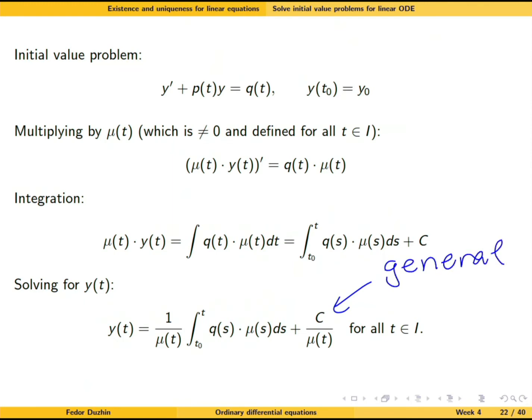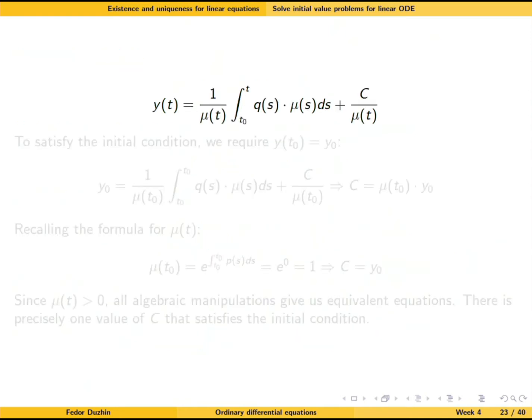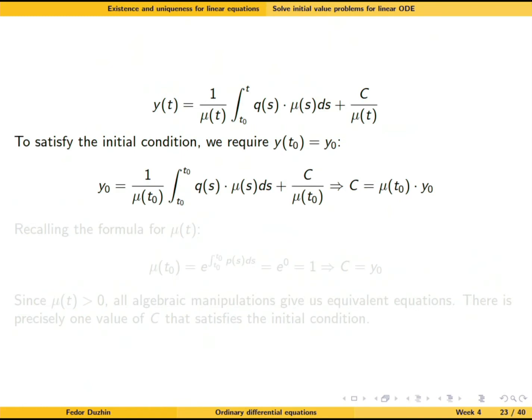In order to solve the particular initial value problem, we need to find c from the initial condition. So to find c from the initial condition, we substitute. Recall that we let y be y0 and we let t be t0. So c equals mu of t0 times y0. But then recall that the mu of t0 was given by a specific formula. But then if we let t equal t0 in that formula, then we have the integral from a certain point to, well, the same point, which is 0. So, and then solving for c, we find that c equals mu of t0 times y0.